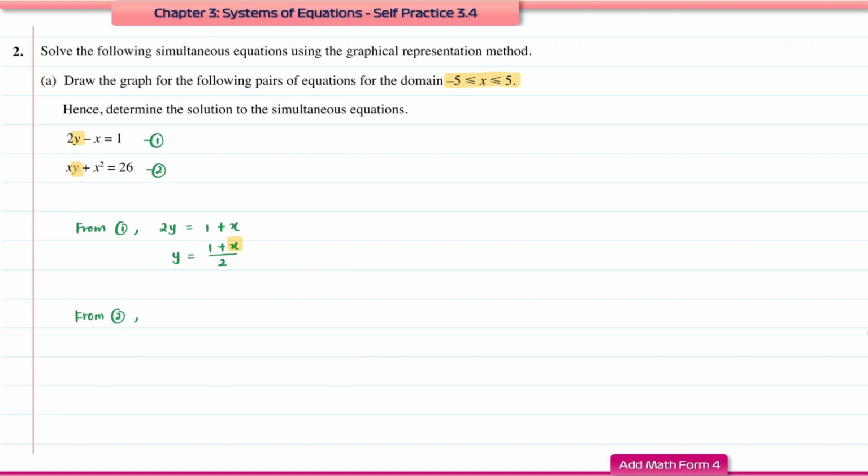And we're going to do the same for equation number 2. We are also going to let y become the subject of the formula. Therefore, xy equal to 26 minus x squared. So y is equal to (26 minus x squared) divided by x. The same thing, when you want to find the coordinate y for equation number 2, you just need to substitute the x here with the corresponding value in the domain.